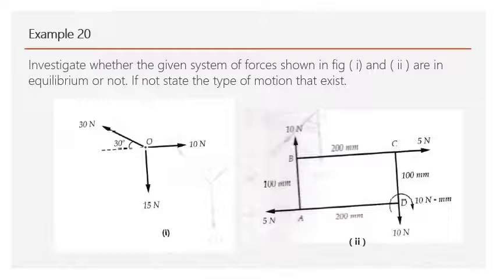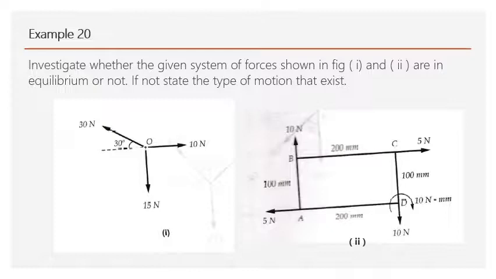If both are equal to 0, and in the non-concurrent force system, the second diagram you are seeing, we have to apply the third condition also, sigma M is equal to 0. See, the body will be in equilibrium if all the three conditions are satisfied. That is sigma Fx is equal to 0, sigma Fy is equal to 0, and sigma M is equal to 0. If any one of them is not 0, then we can say the body is not in equilibrium.